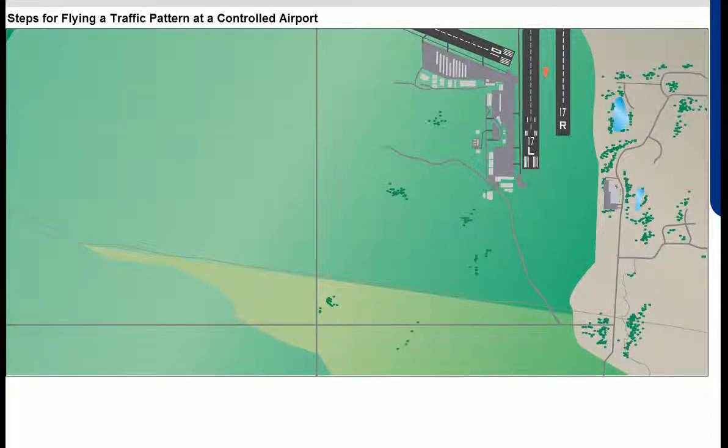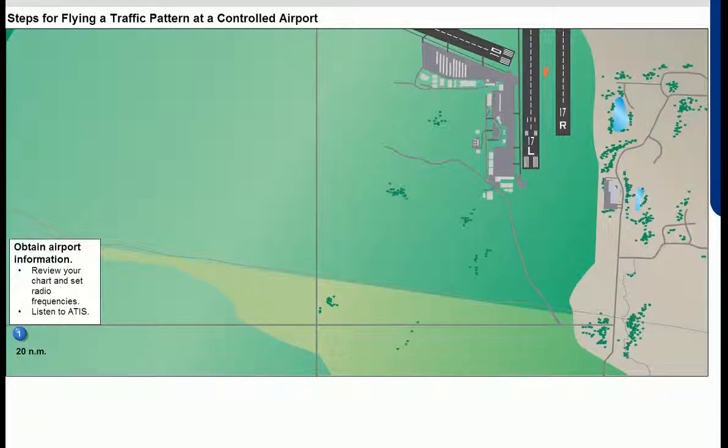The first step in flying a traffic pattern at a controlled airport is to obtain airport information. Review your chart and set radio frequencies. Listen to the ATIS broadcast.